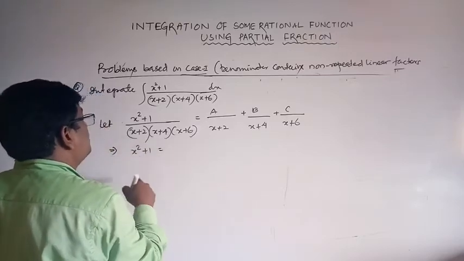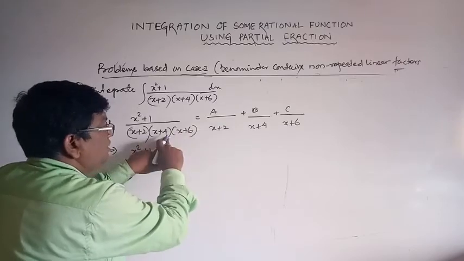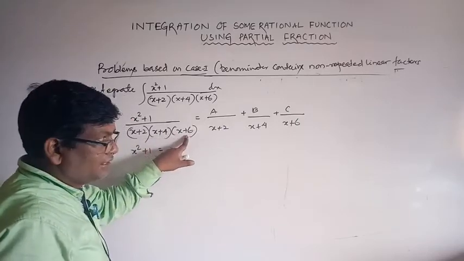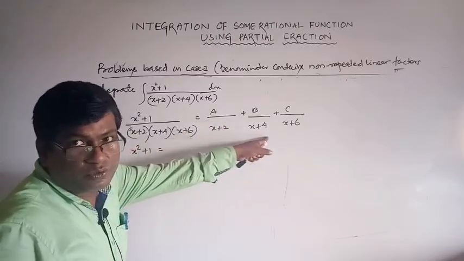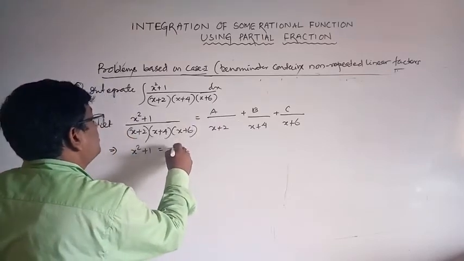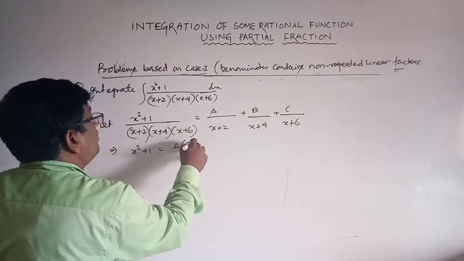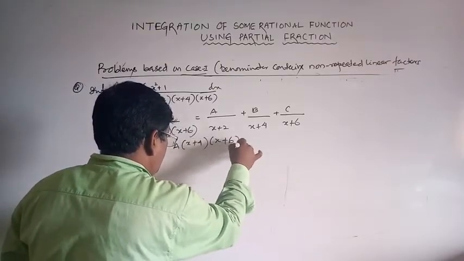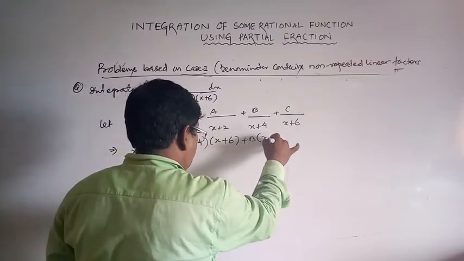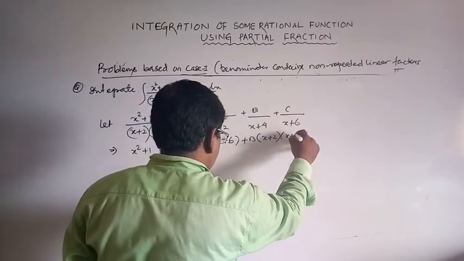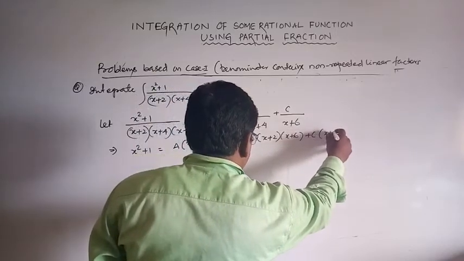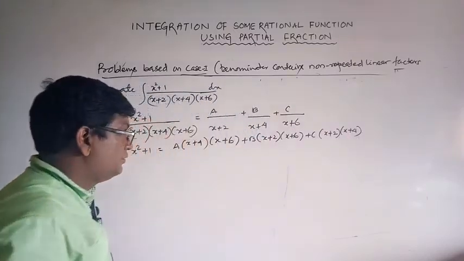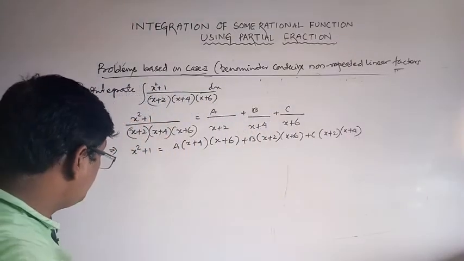x square plus 1 is equal to what? Take the LCM, so the factors cancel. On the left-hand side, the factors (x plus 2)(x plus 4)(x plus 6) are cancelled if we take the LCM. So this is equal to A into (x plus 4)(x plus 6) plus B into (x plus 2)(x plus 6) plus C into (x plus 2)(x plus 4). So what will be here? Eliminate the first term.